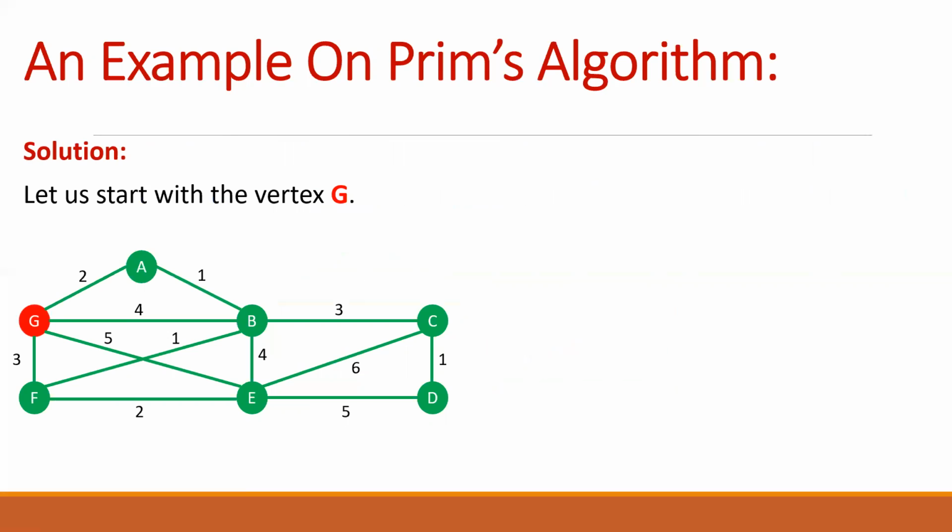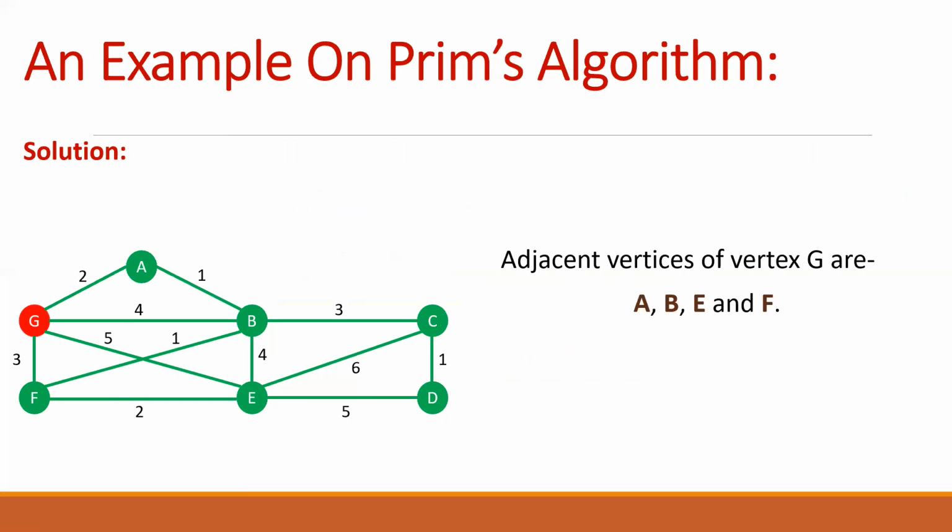Now we have to find the next vertex that can be attached to this vertex G. There are 4 neighboring vertices of vertex G, and these are A, B, E and F. Out of A, B, E and F, we have to find the minimum weight edge so that we can decide which vertex can be connected to the vertex G.